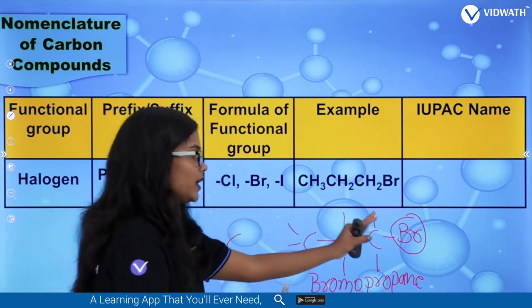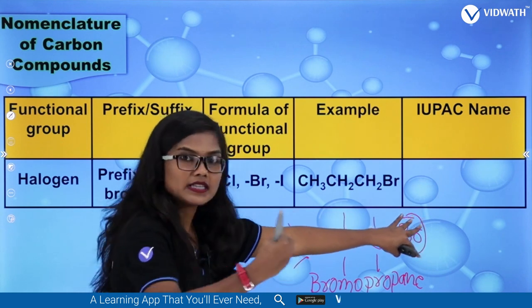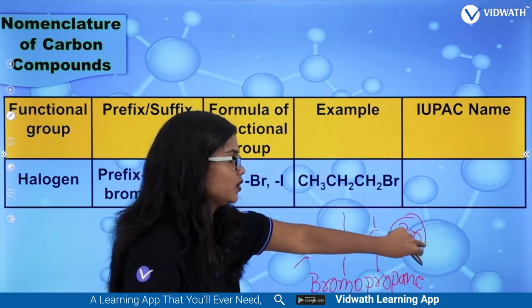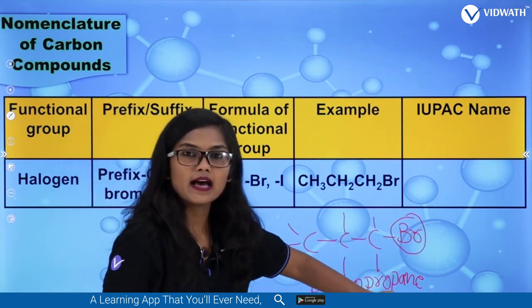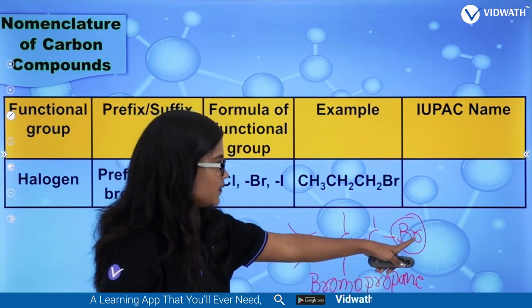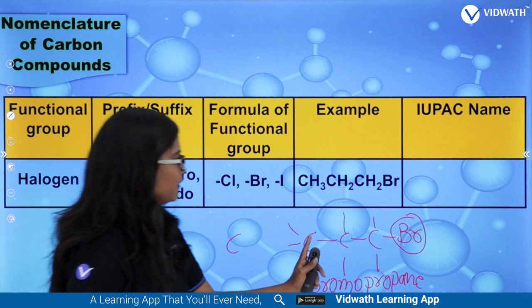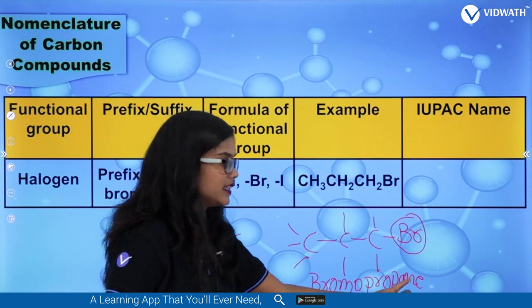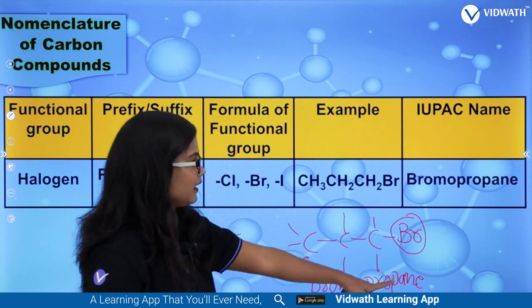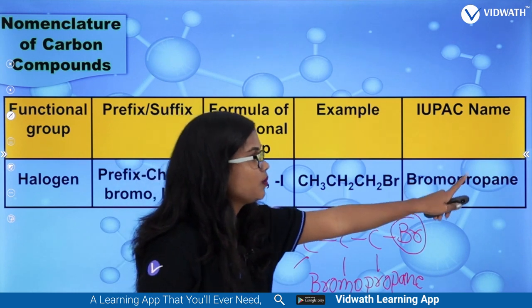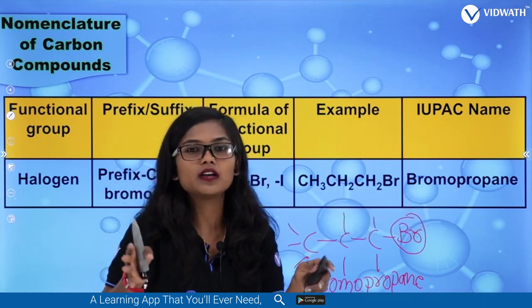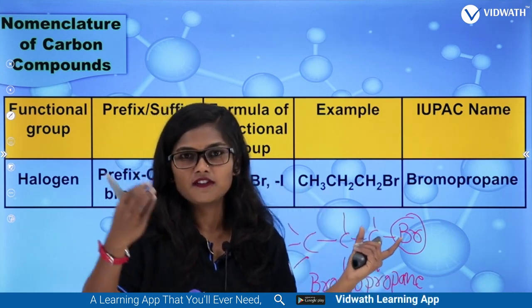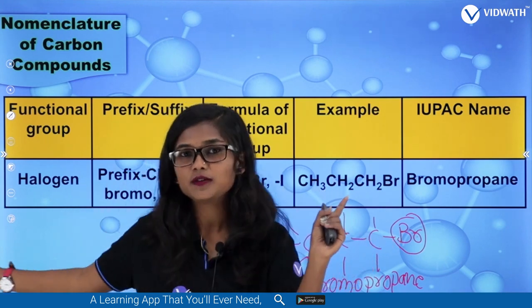Clear? So whenever a halogen functional group is attached to a hydrocarbon compound, while naming we use this functional group as a prefix, then we name the carbon compound. What is the name of this one? As we have bromo, we use it as a prefix, and we have 3 carbons, prop, and as all the carbon atoms are satisfied by single bonds, we call it ane. So for the alkane, bromo is attached, so we call it bromopropane. Clear? This is how we name the compound containing a halogen functional group.